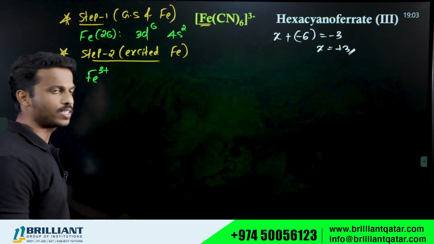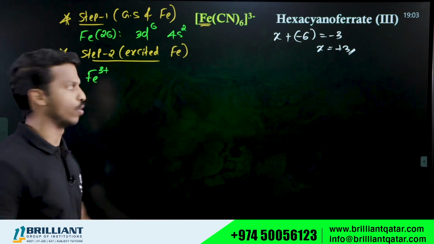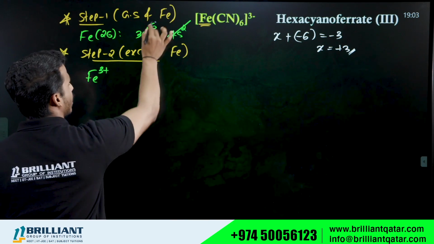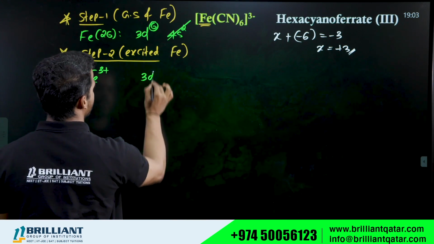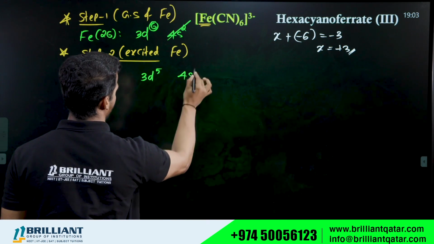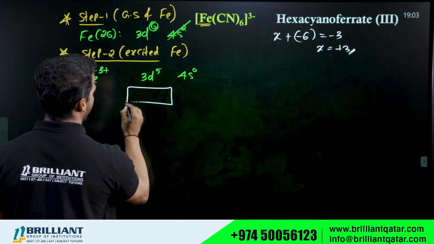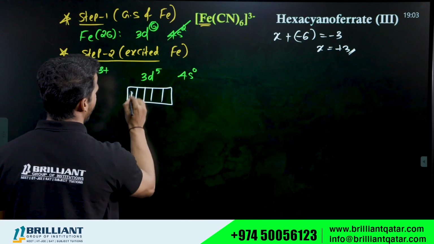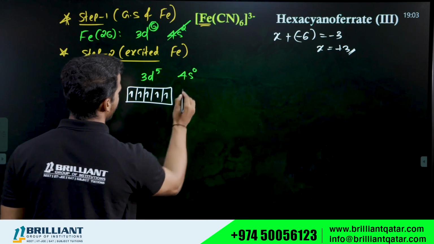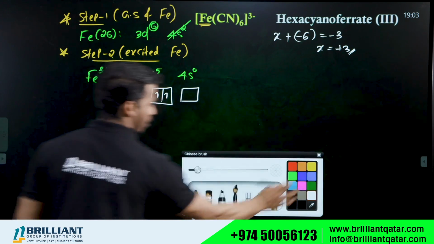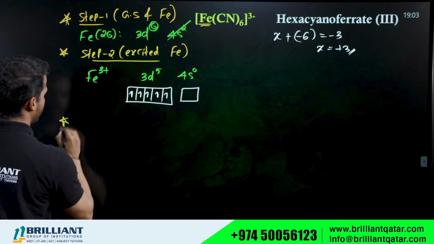So 3 is the oxidation state, which means iron is in 3+ state. What is meant by 3+? It has to lose the outermost 3 electrons. Let me remove these 2 electrons, then 1 electron from 3d. Remaining is 3d5 and 4s0. In the excited state, please draw the diagram. 3d5 means the d orbital has a total of 5 electrons. 4s has no electron.